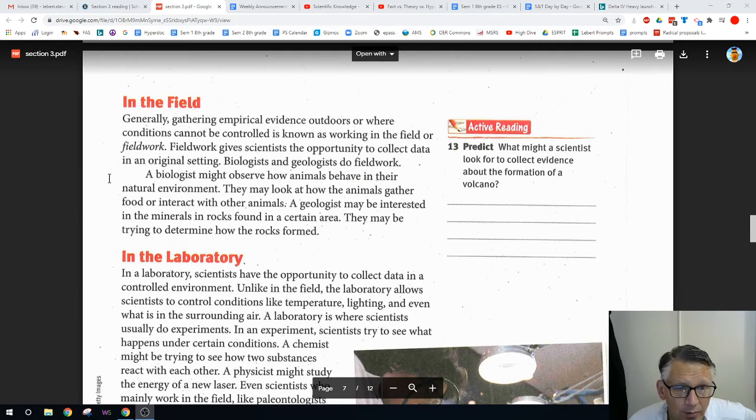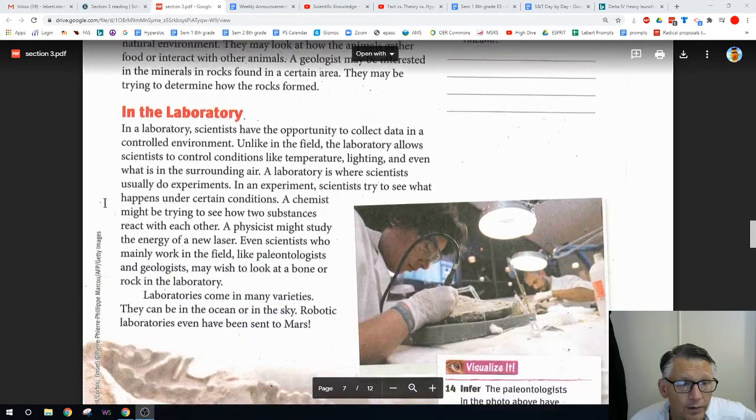A biologist might observe how animals behave in their natural environment. They may look at how the animals gather food or interact with other animals. A geologist may be interested in the minerals in rocks found in a certain area. They may be trying to determine how the rocks formed.